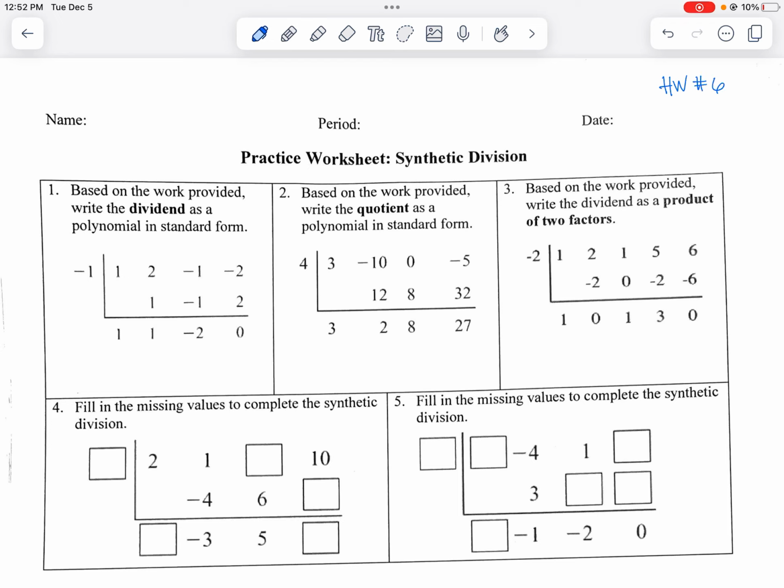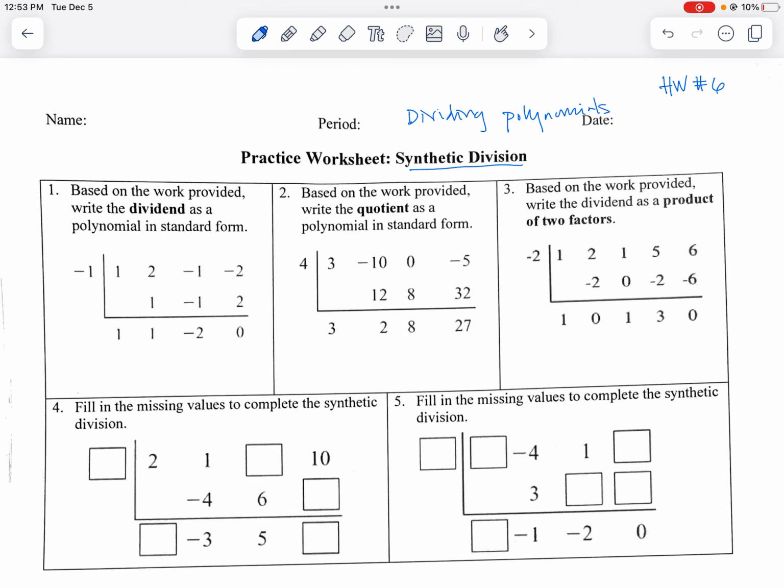Actually, this is notes number 6 to get you ready for homework number 6, which is all about synthetic division. This is a process of dividing polynomials, which means that we're going to factor. When I'm dividing any kind of polynomial, what I'm figuring out is, will something divide into it?